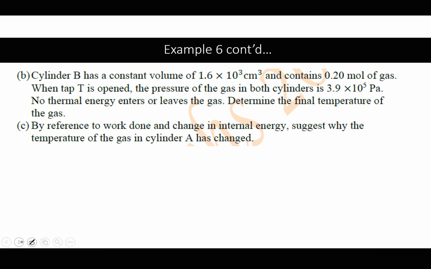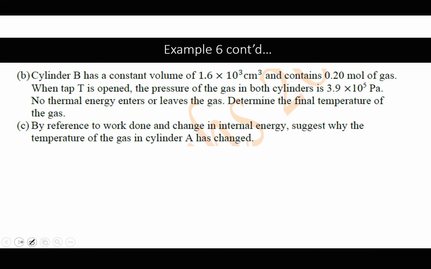Cylinder B has a constant volume of 1.6 × 10^-3 m³ and contains 0.2 mole of gas. When tap T is opened, the pressure of the gas in both cylinders is 3.9 × 10^5 Pa. They are saying no thermal energy enters or leaves the gas.